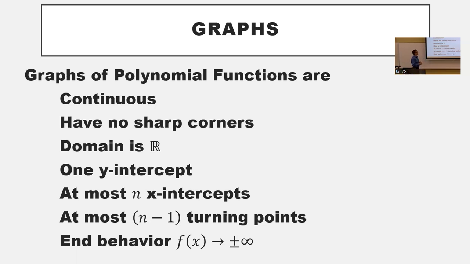Also, polynomial functions do not have sharp corners. By sharp corners, I mean like when we were dealing with the absolute value of x, it came to a sharp corner at the vertex. So all polynomial functions, they may turn, but they're going to turn in a smooth way if you zoom in enough. The domain is going to be all real numbers. There's nothing you can't plug into a polynomial function. So the domain is going to be all real numbers.